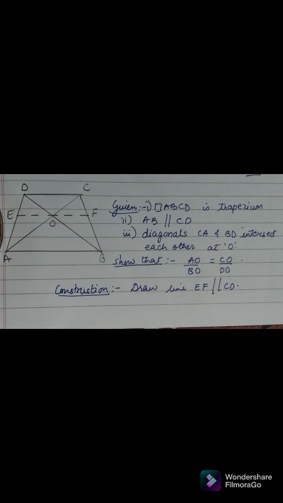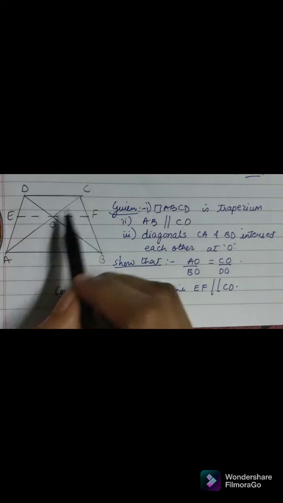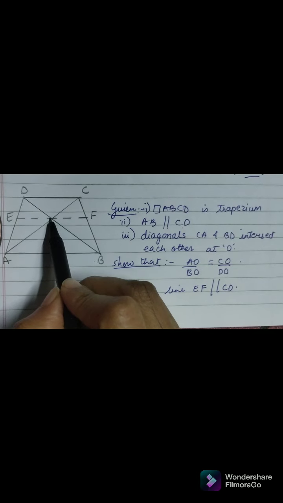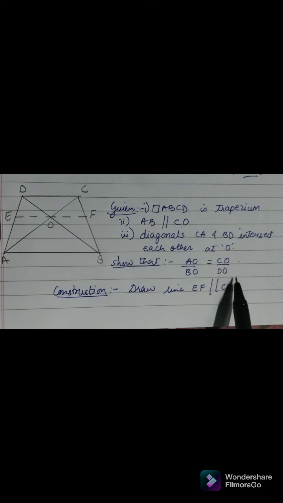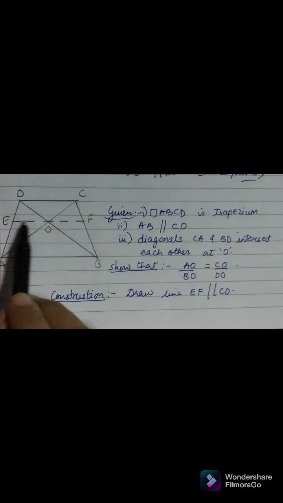Okay, starting with the 9th sum. ABCD is a trapezium in which AB is parallel to CD, and diagonals AC and BD intersect each other at O. We have to show that AO upon BO is equal to CO upon DO. I have done a bit of construction. I have made a line which is parallel to CD and AB, that is EF.